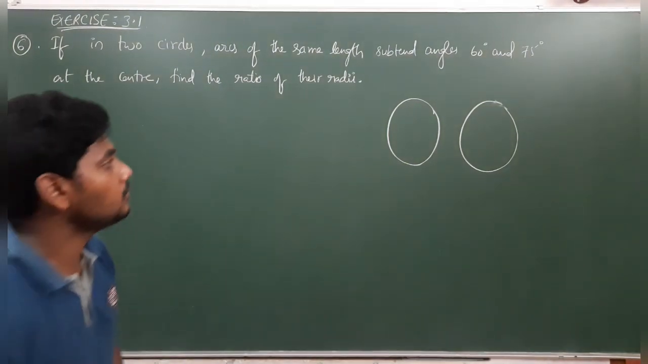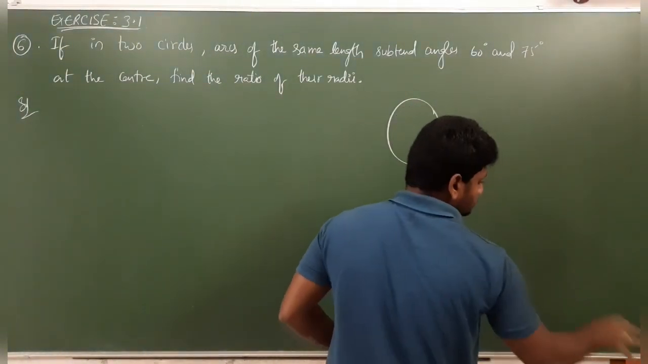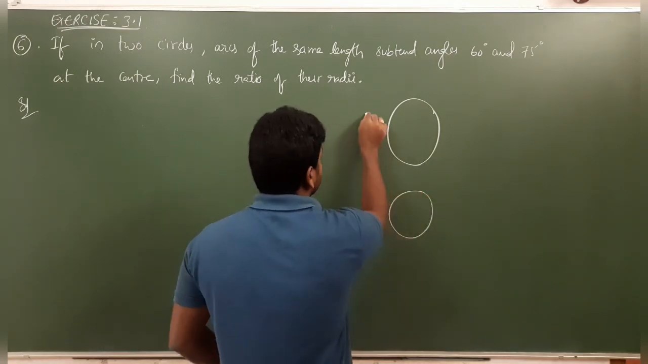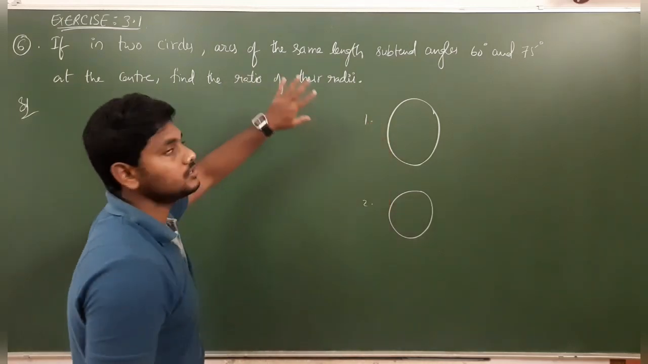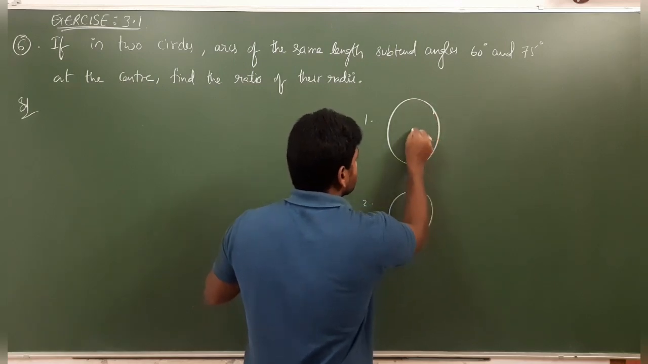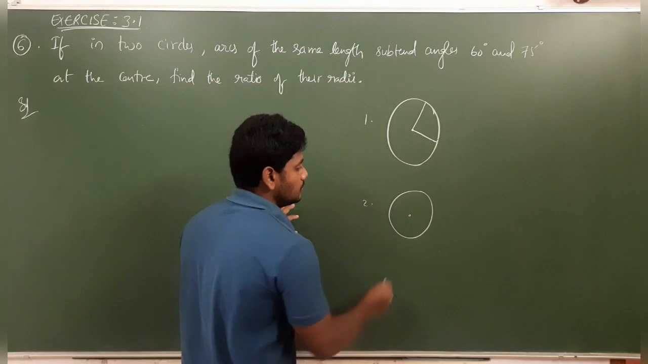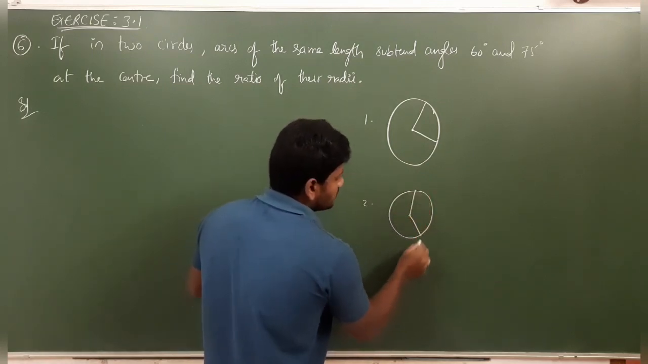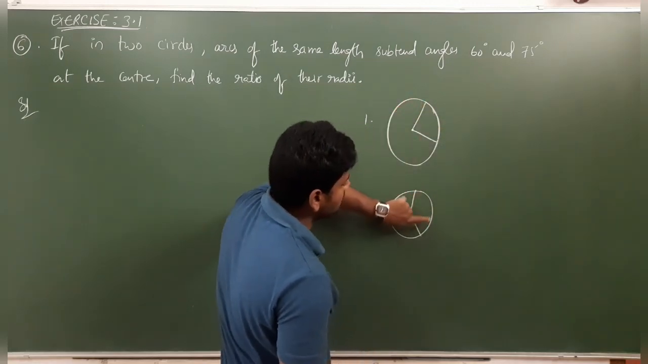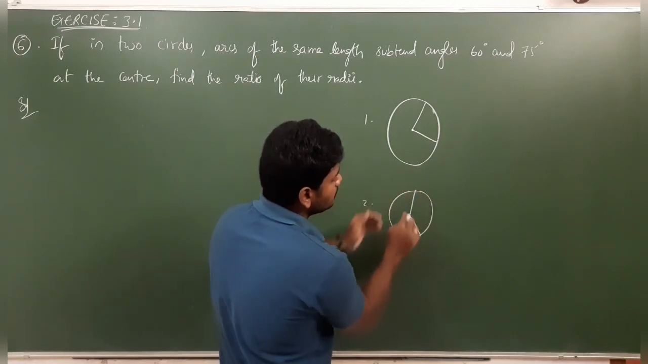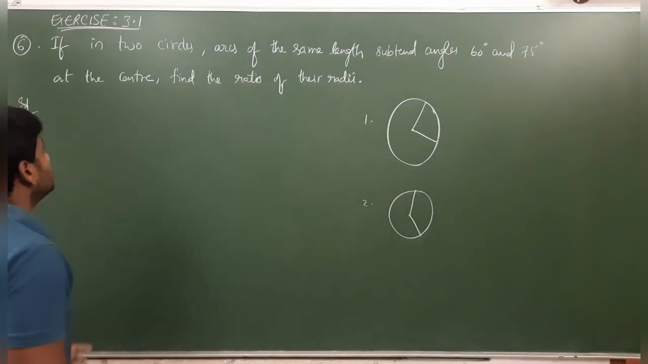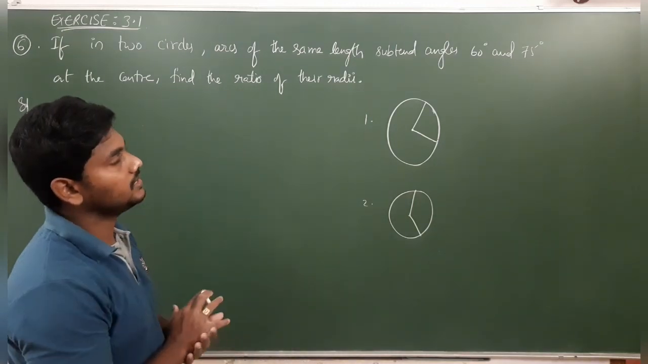For example, if we have two circles with different radii, this is circle number 1 and circle number 2, but arcs of the same length. For example, if the arc length is 5 centimeters, this arc length is also 5 centimeters, but this radius is very small, it will look like this, but the arc length is the same. Subtended angles 60 degrees and 75 degrees at the center, find the ratio of their radii.